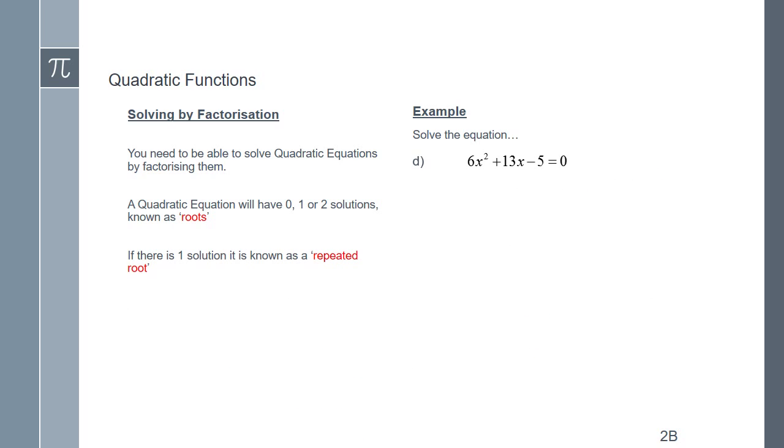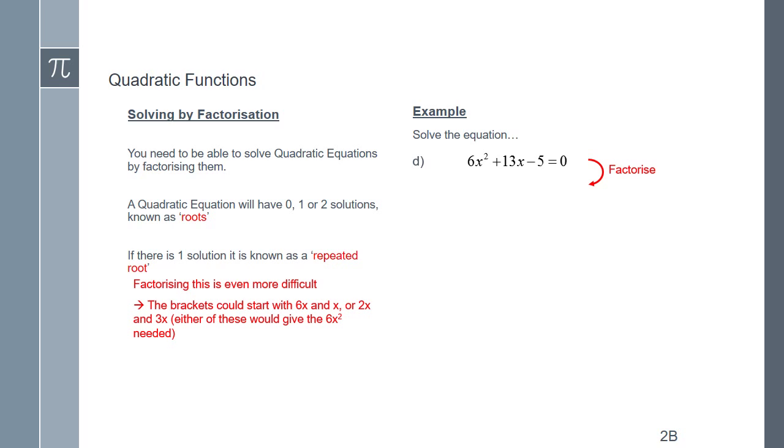6x squared plus 13x minus 5 is equal to 0. Let's factorise. This time it's getting really quite tricky because we've got 6x squared at the start, so it could be 6x and x, or it could be 2x and 3x in the brackets. We're not entirely sure because either of those would give us 6x squared as needed.